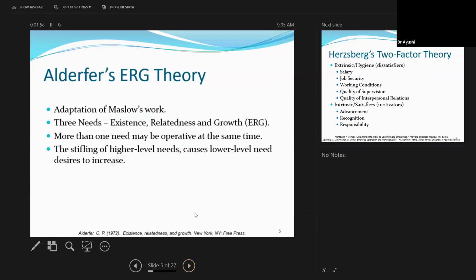Then Alderfer's ERG theory is an adaptation of Maslow's work. The three needs included in this theory are existence, relatedness, and growth. More than one need may be operative at the same time. The frustration of higher level needs causes lower level need desires to increase.